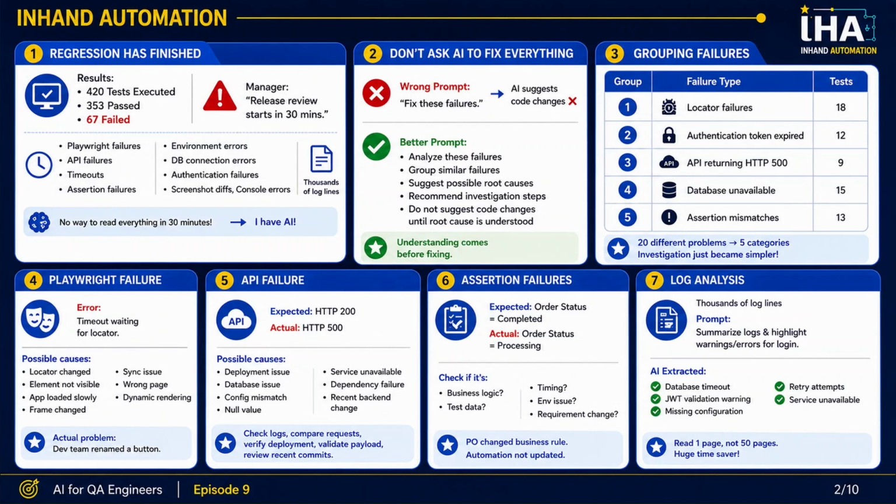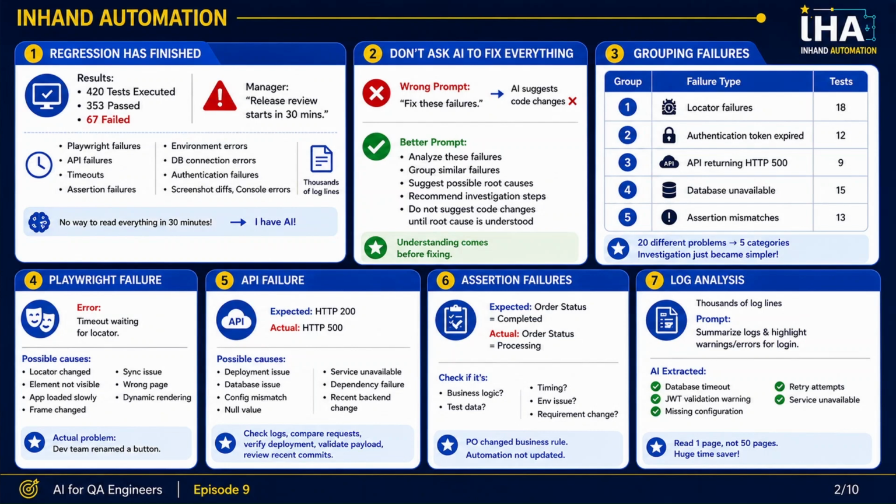Because Rahul has to summarize these failures for his manager. He wants to understand why these failures are happening, what all the failures are, what the root cause possibilities are, what the investigation steps are, and how we can fix all of these failures, right? Understanding comes before fixing. So Rahul updated his prompt, and the better prompt he wrote is: analyze these failures, group similar failures, suggest possible root causes, recommend investigation steps, and do not suggest code changes until the root cause is understood. Here, we have learned again that a better prompt will lead you to a better output.